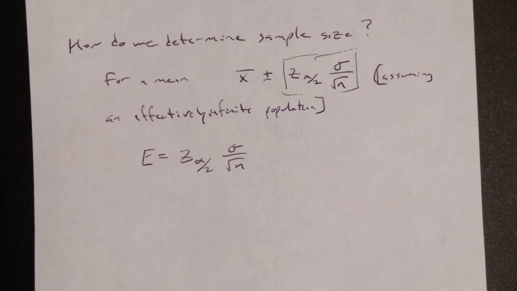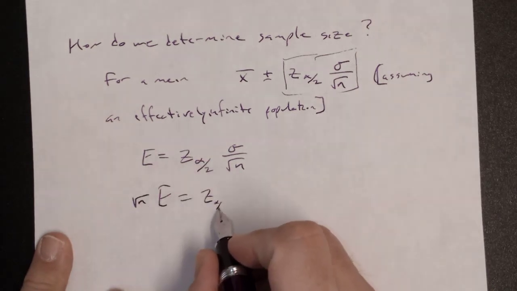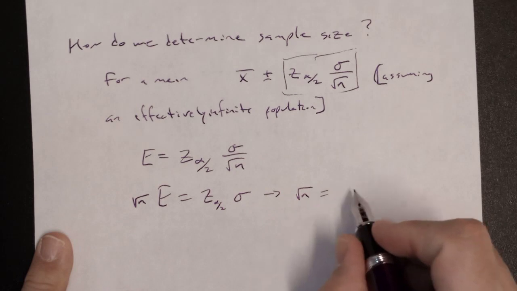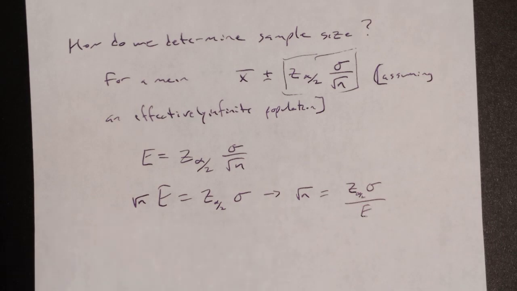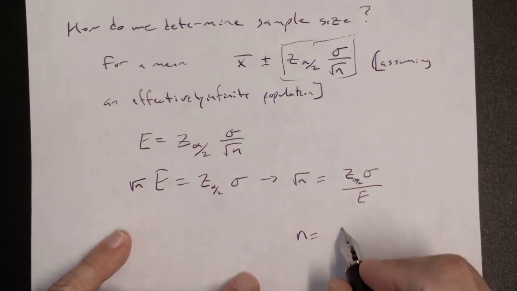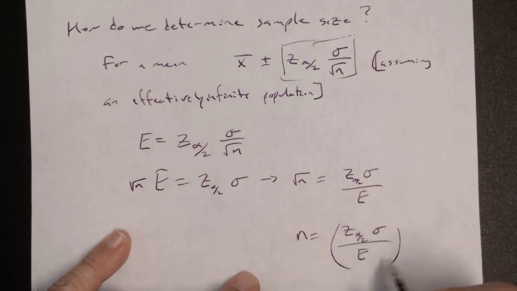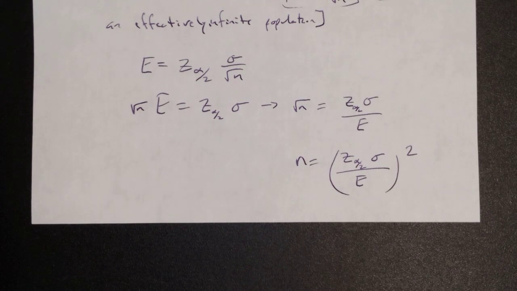A little bit of rearranging. If I multiply the square root of n over, I can then divide by e. And then I can get rid of the square root by squaring everything. Since this is a number of people or items or whatever that I'm sampling, I want to round up.